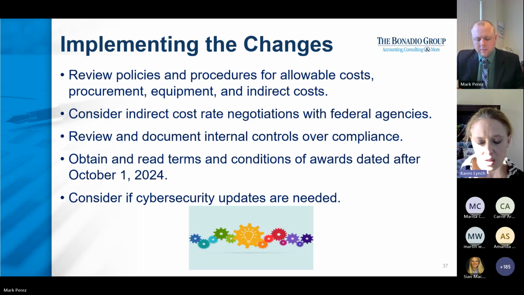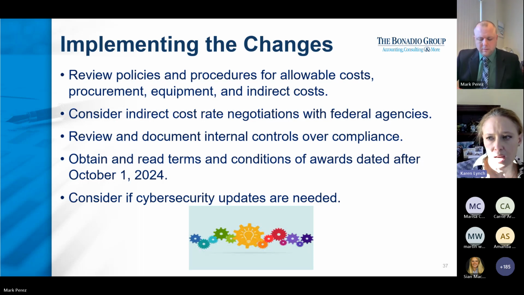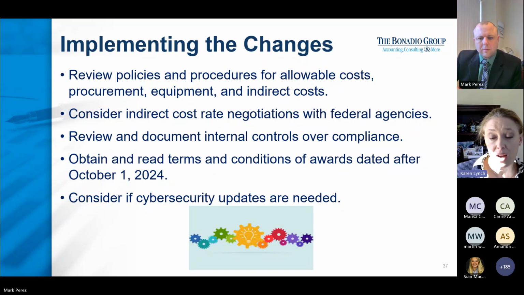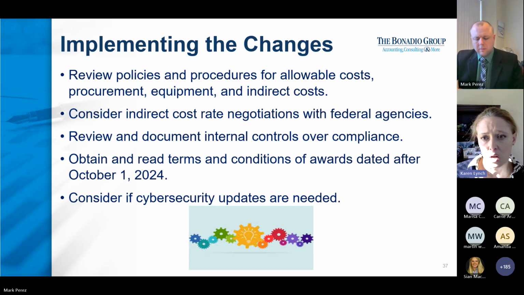Thanks, Mark. So it is interesting. The last poll question was, do you think your organization will have to revise its policies or internal controls? And it's actually very split. So 37% said yes, 25% said no, and 38% are unsure. So I think this is a great opportunity.